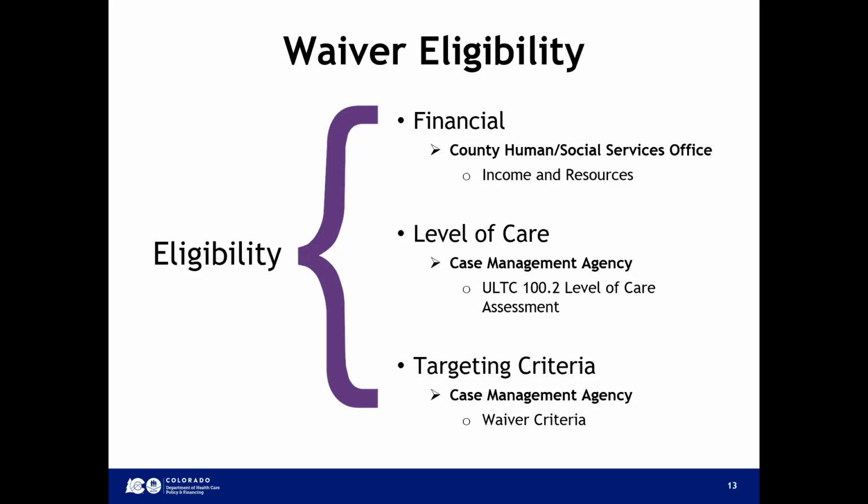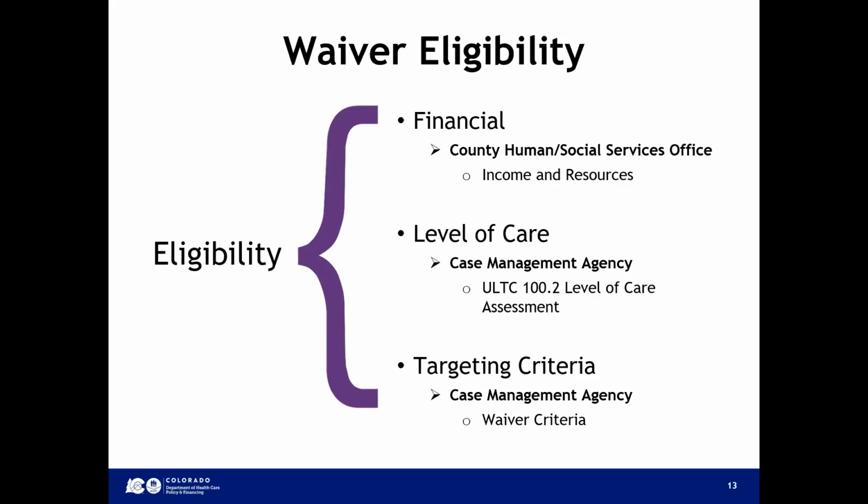Once the financial piece is out of the way, somebody is fully Medicaid eligible and they still need waiver services, the next step is that level of care. That level of care is really around functional, coming in and doing an assessment around somebody's what they're able to do and where they need support. And so that's done in the IDD waivers through what we call the SIS, as well as the ULTC 100.2.